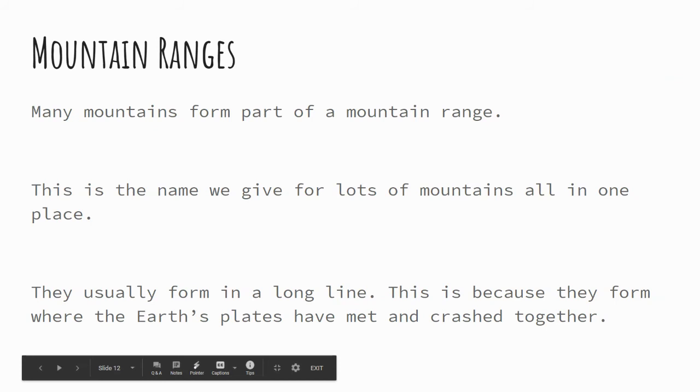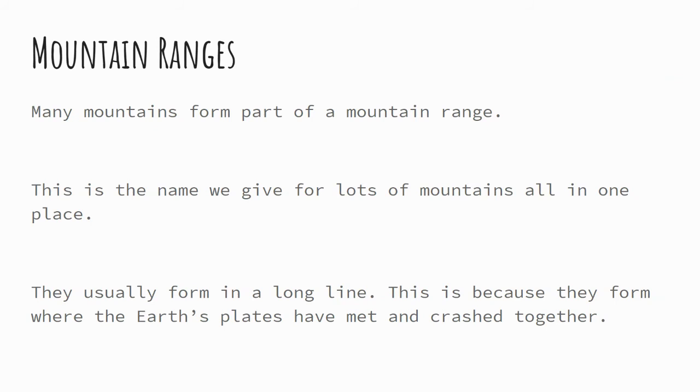We might refer over the course of our geography lessons to individual mountains, or we might refer to mountain ranges. A mountain range is a series of mountains. This is where the two plates that we were just talking about in the previous slide would have pushed together and caused lots of mountains to form. So we have lots of individual mountains, usually along a row or along a line, and these make what we call a mountain range.